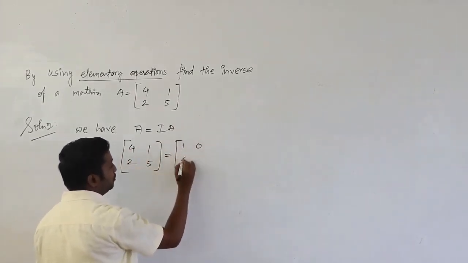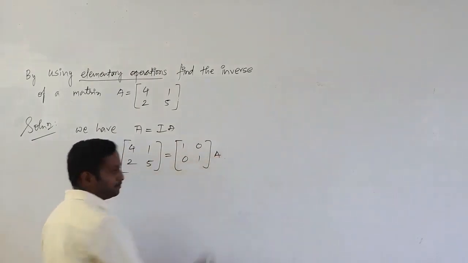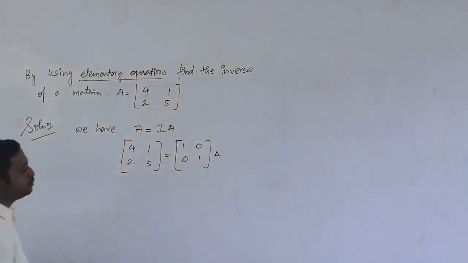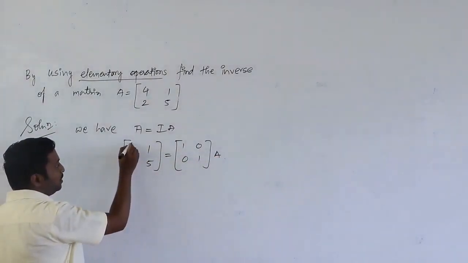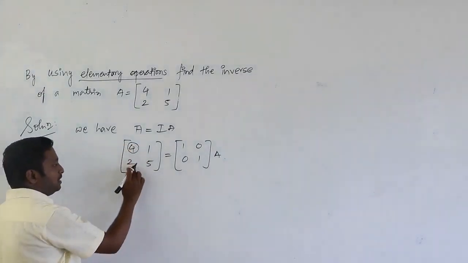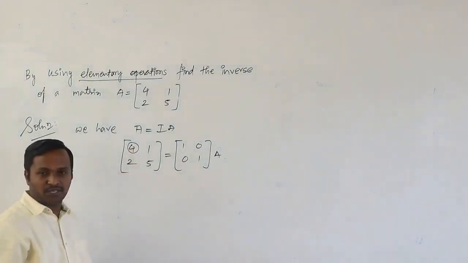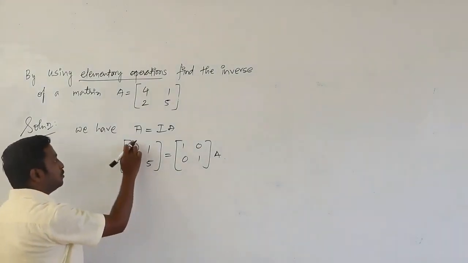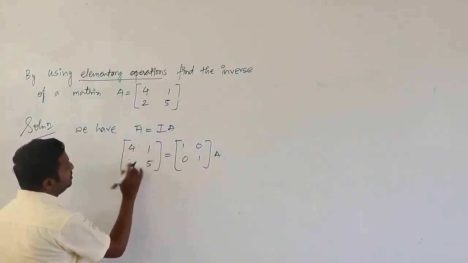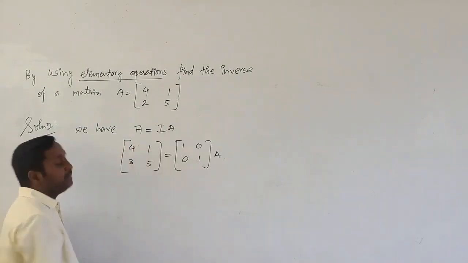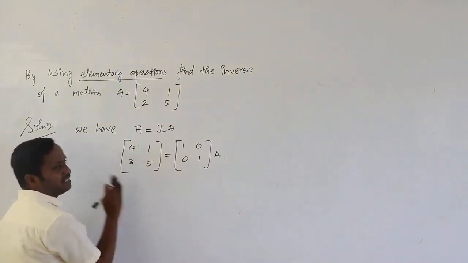This is [[1, 0],[0, 1]] into A. Okay, first step, what I have to do? I have to make the 4 into 1. 4 and 2 are both even, so we can't take it if it is 3. Look at this, just observe. If it is 3, what will I do? If it is 3, what happens?